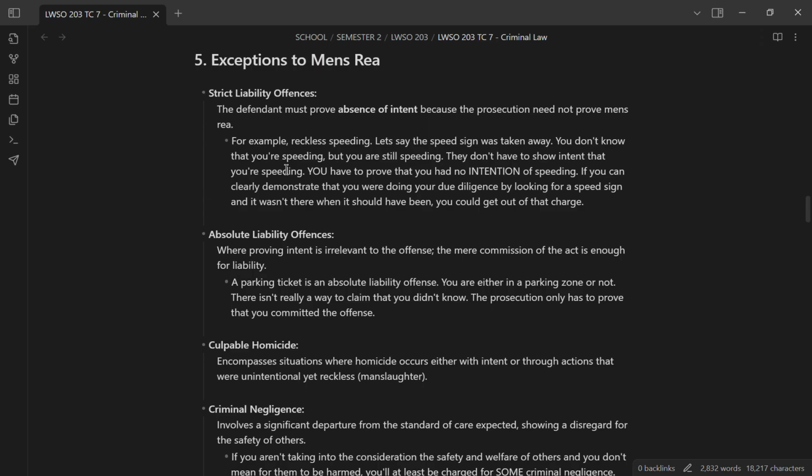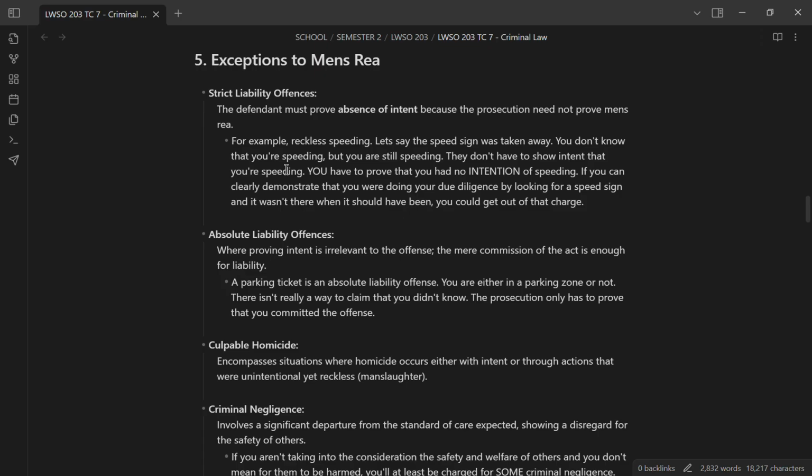Because regardless of the sign, the law clearly says in that area you are speeding. So this is why they don't have to show intent. You have to prove that you had no intention of doing so. So if you can clearly demonstrate that you were doing your due diligence by looking for a speed sign and it wasn't there and it should have been, you can maybe get out of that charge.